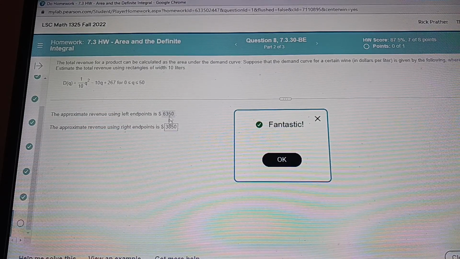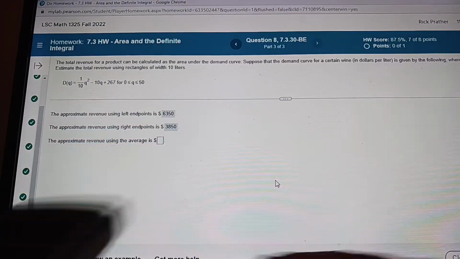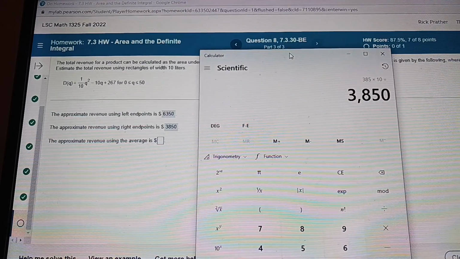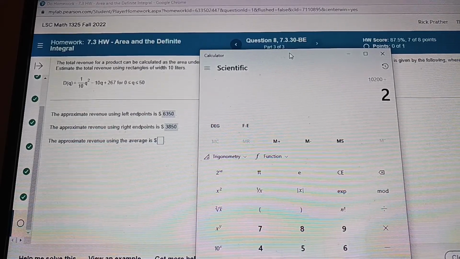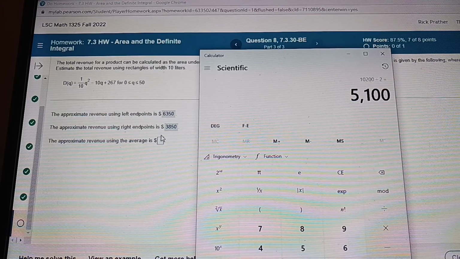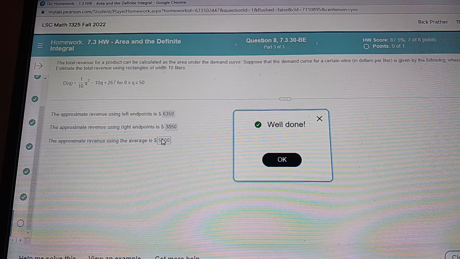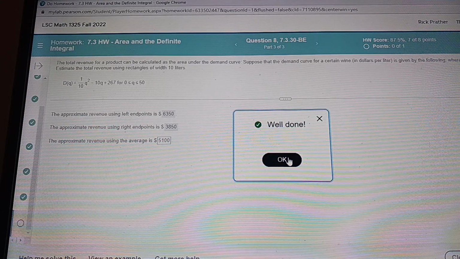But if you do them both, whichever answer is bigger is obviously the overestimation. But since there's overestimating and underestimating going on, if I average these two, 6350 plus 3850, this kind of balances out. Not exactly, but it partially balances it out. So I got 5100 for the average. And I don't think they're going to make me do the midpoints here, but if I did, that might be a slightly better estimation.